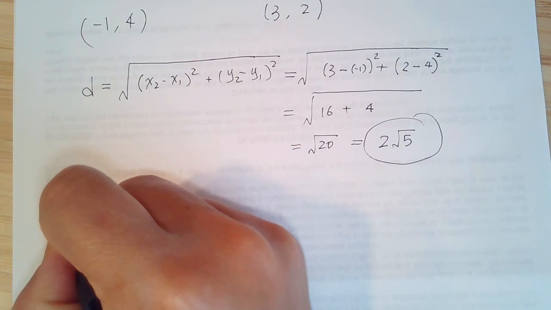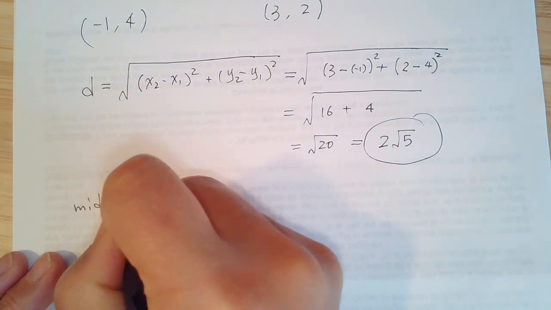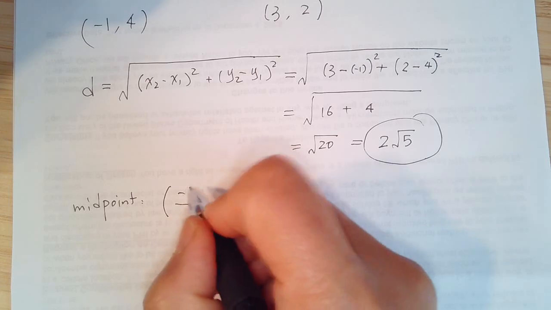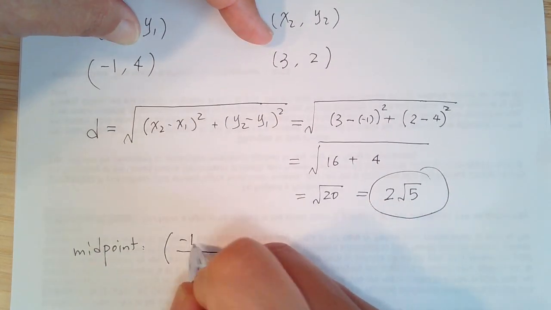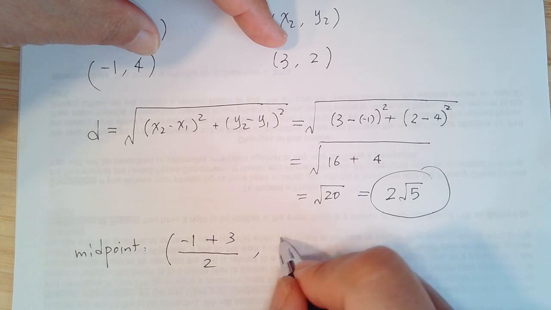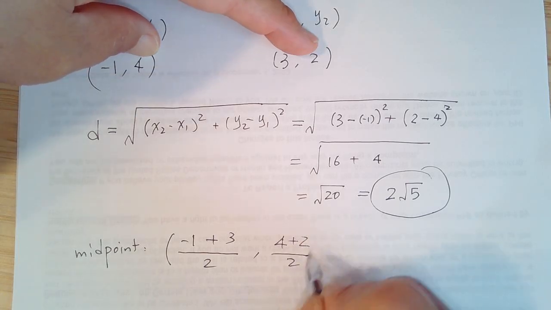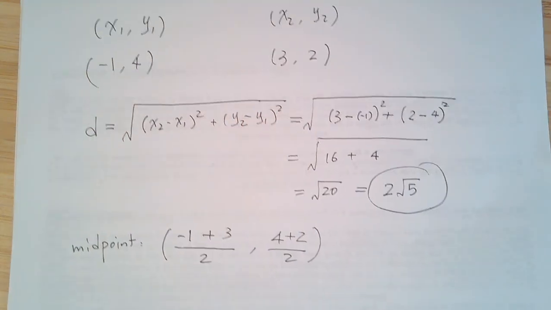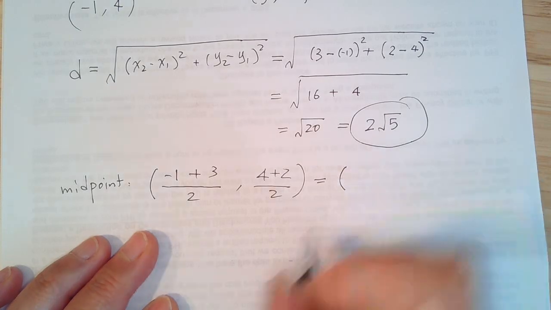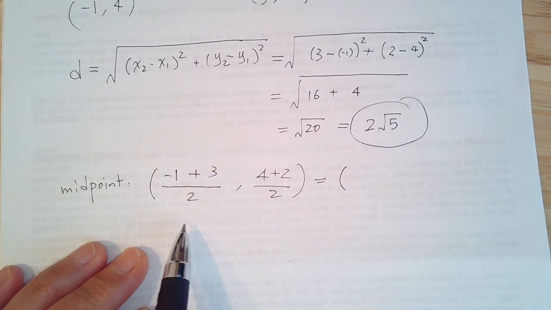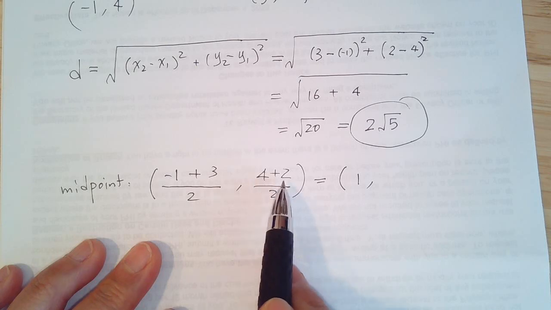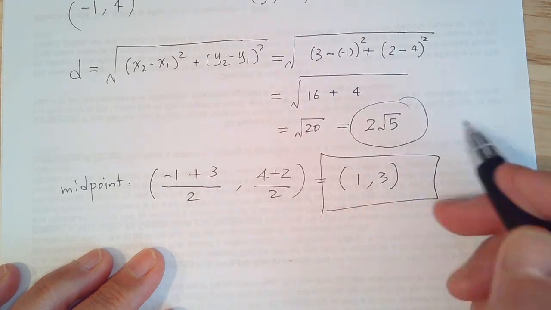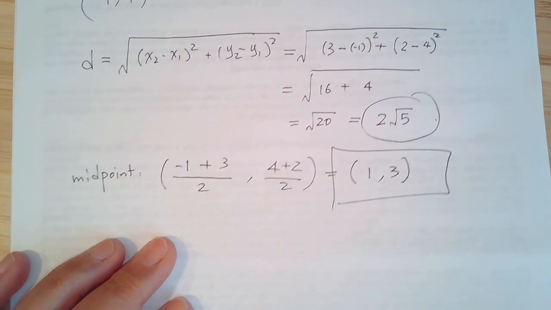And the midpoint will be, for -1 and 3, you take the average of these two. So -1 plus 3 over 2, and then 4 plus 2 over 2. See, that's the average between these two x coordinates and the average of these two y coordinates. -1 plus 3 is 2, over 2 is 1. 4 plus 2 is 6, over 2 is 3. There we go, so I get the midpoint. That's my answer. And also I get the distance. That's my answer.